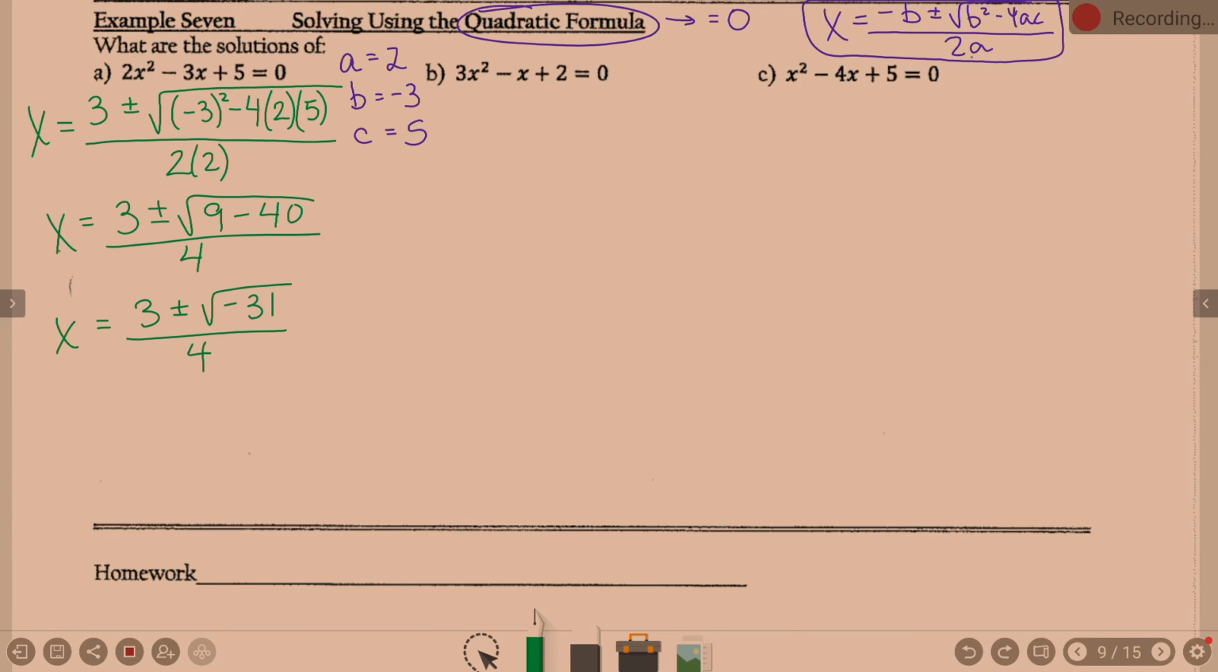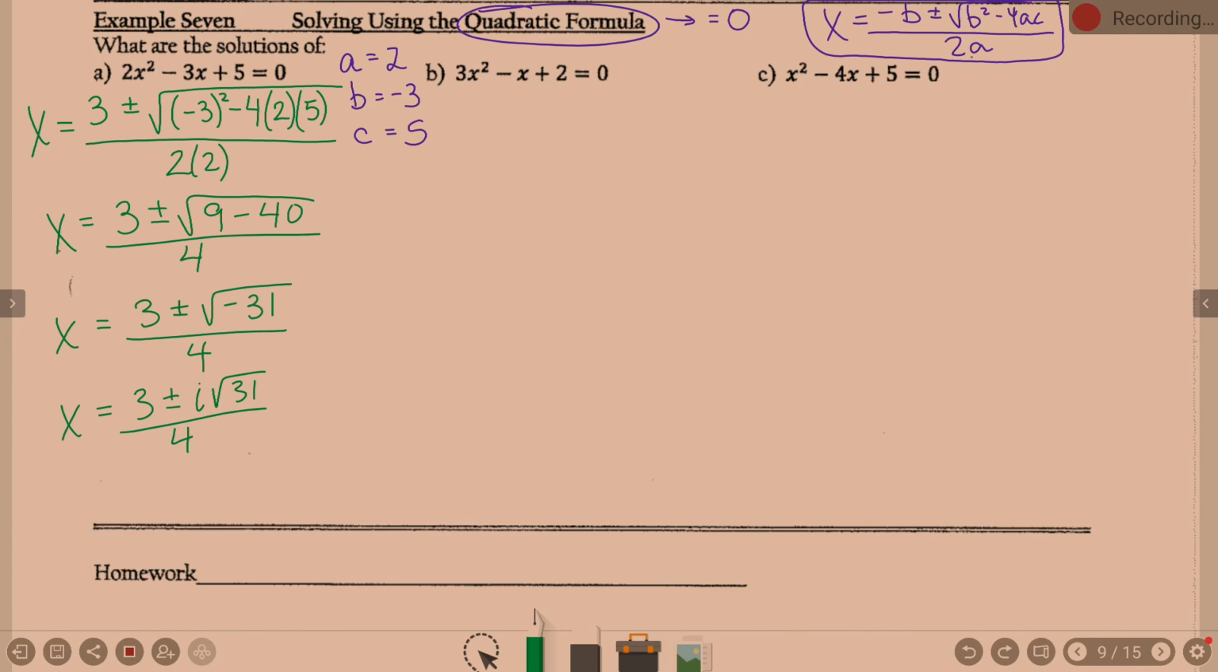So now I'm at 3 plus or minus the square root of negative 31, all over 4. So then you have to do 3 plus or minus i times the square root of 31. And you can actually leave it as plus or minus. But here's the deal: you can't leave it as the square root of negative 31. What do we know about a negative under the radical? It's an i out front, or outside of the radical. So 3 plus or minus i square root of 31, all over 4.